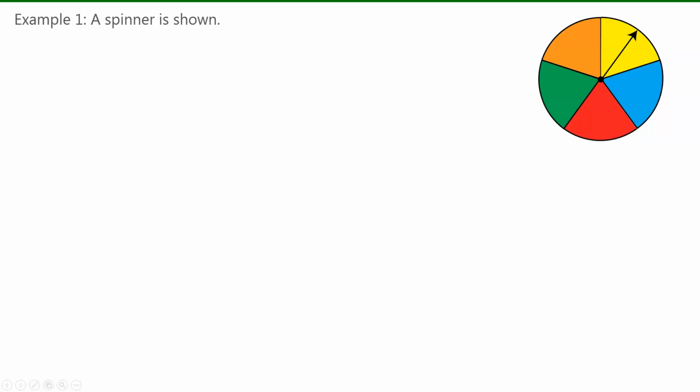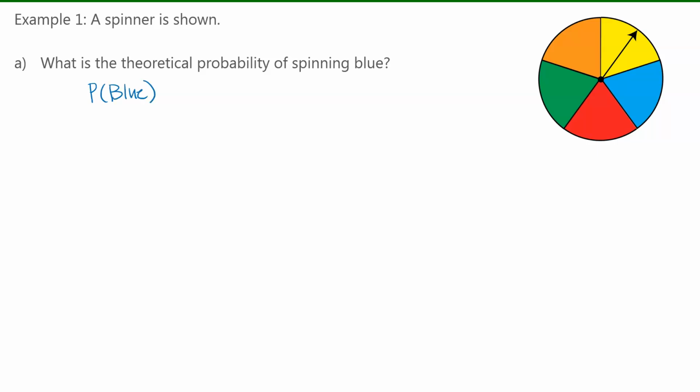A spinner is shown. What is the theoretical probability of spinning blue? I would write P of blue, which simply stands for probability of getting blue, is equal to the number of sections that are actually blue, so there's one blue section, over the total number of sections, which is 5. There are 5 different sections on that spinner.